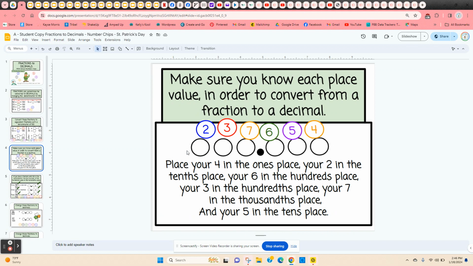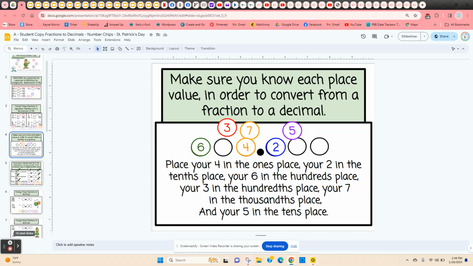The next slide is a review of place value. Students have to read the instructions. They're to place their 4 in the ones place, their 2 in the tenths place, which would put it to the right of the decimal point, 6 in the hundreds place, and so on. Every number will be used. And if students have trouble remembering their place value, they can just use the process of elimination to figure out those answers.